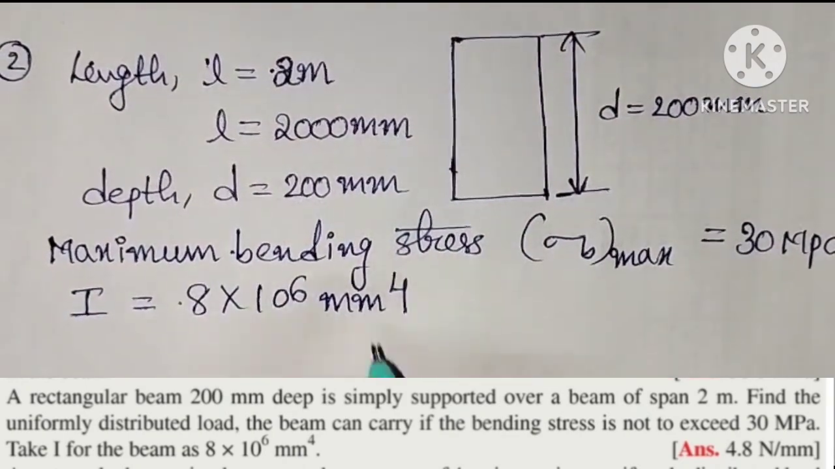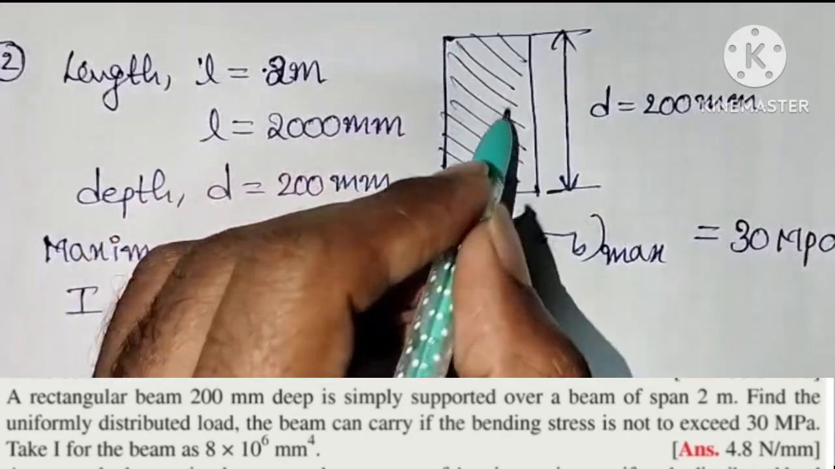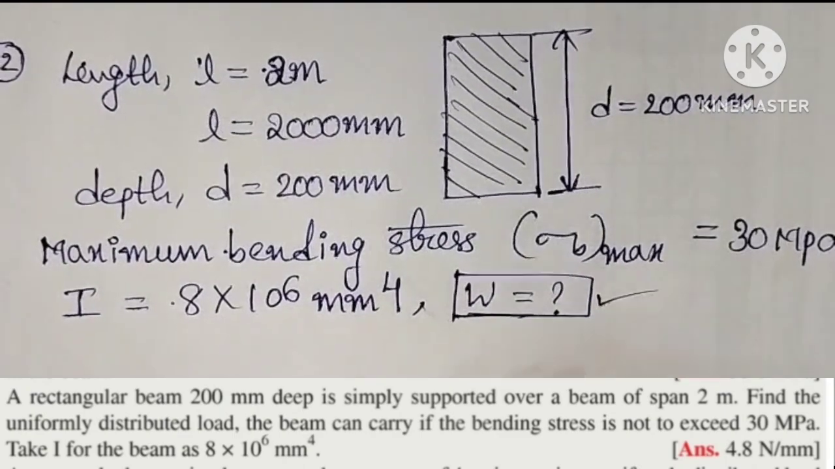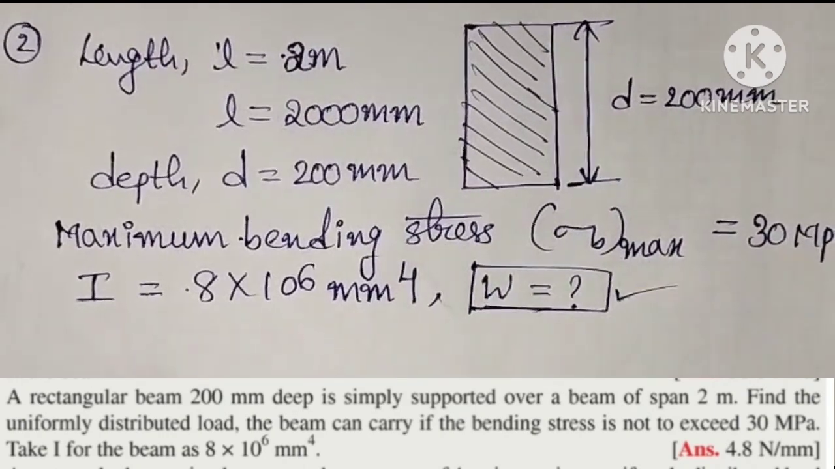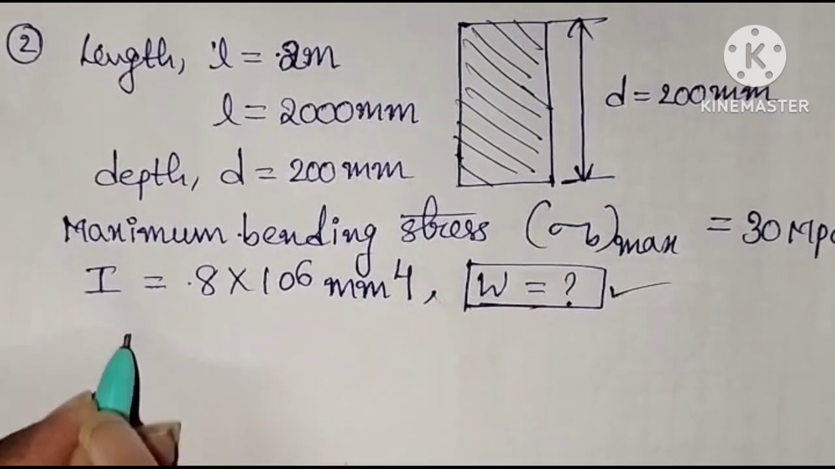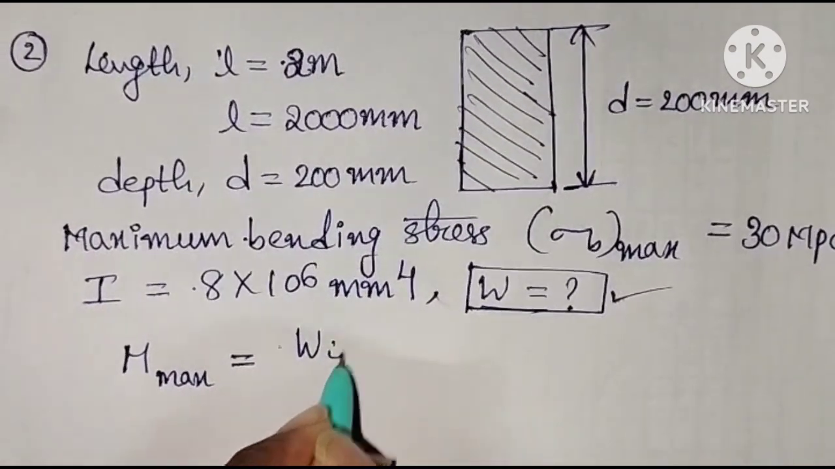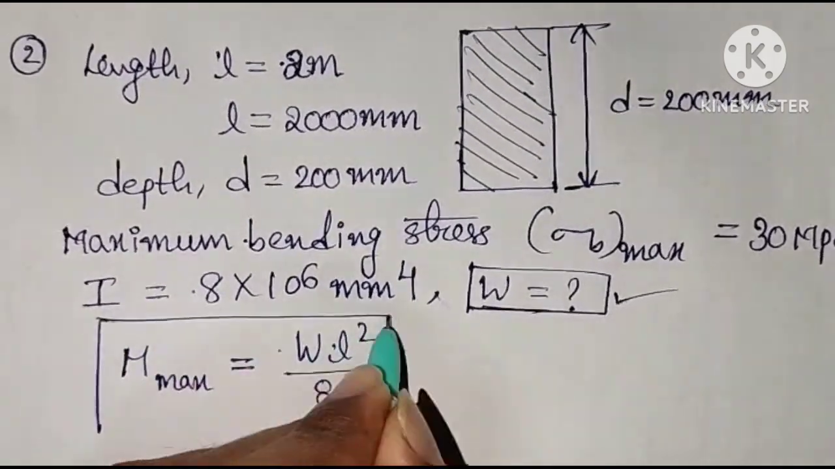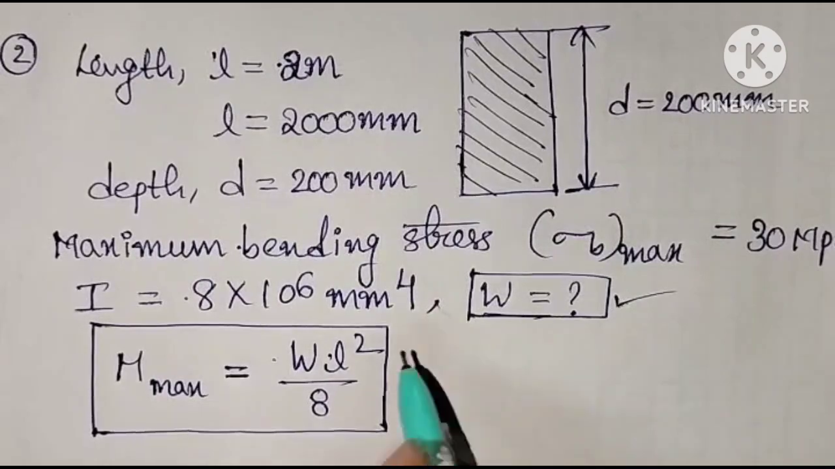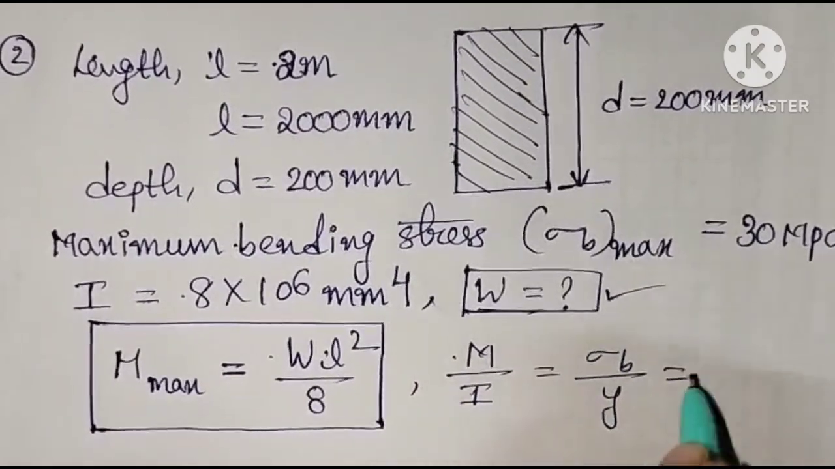At last we have to find the uniformly distributed load. This rectangular beam carries a uniformly distributed load, so W we have to find, W in Newton per mm. We are going to use two formulas. First formula: when a simply supported beam carries a uniformly distributed load, then the maximum bending moment at the center is equal to WL square by 8. And also according to the theory of simple bending, M by I equal to sigma B by Y is equal to E by R.